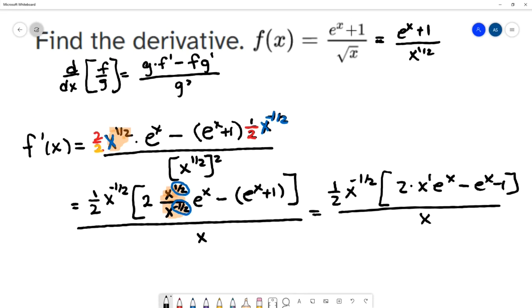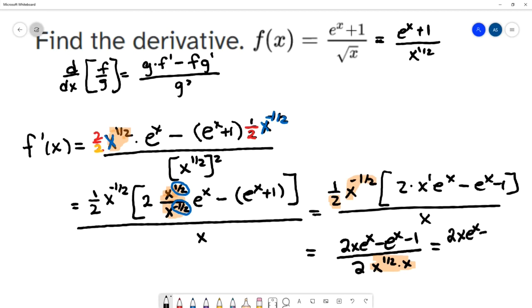The final thing that I'll do here is I'll send this 2 to the denominator, and I'll send this whole term to the denominator because it's got a negative exponent. So that'll give me 2x e to the x minus e to the x minus 1 over 2x to the 1/2 times x. And I can even go one step further and combine these two together since they have the same base. That becomes 2x e to the x minus e to the x minus 1.